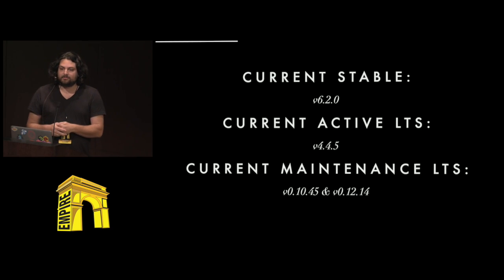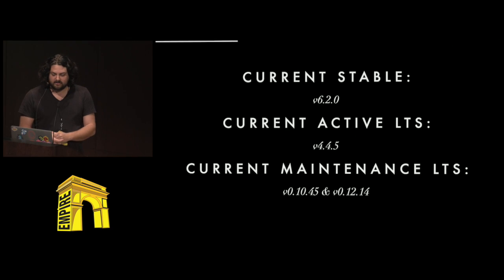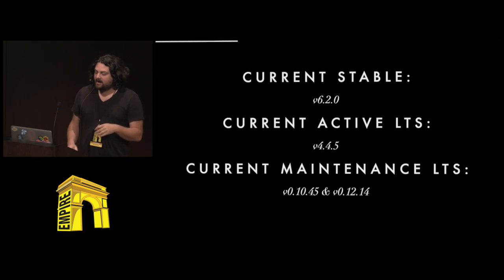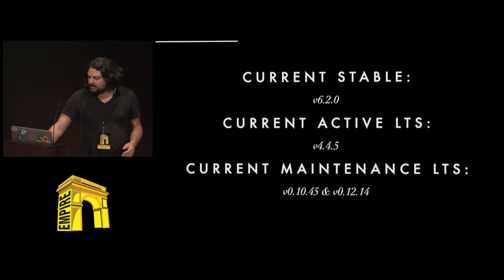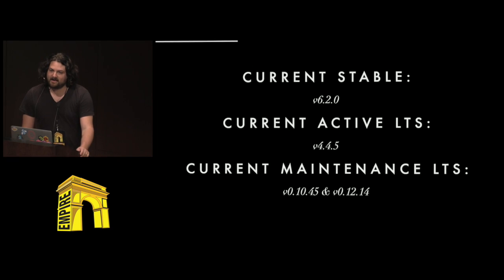But so Node has a couple different release lines. The current stable release line is v6.2.0. The current active LTS is v4.4.5. And we have some maintenance LTSs, v0.10.45 and 0.12.14, which are going to be dead very soon. And I'm happy about that, which is interesting.